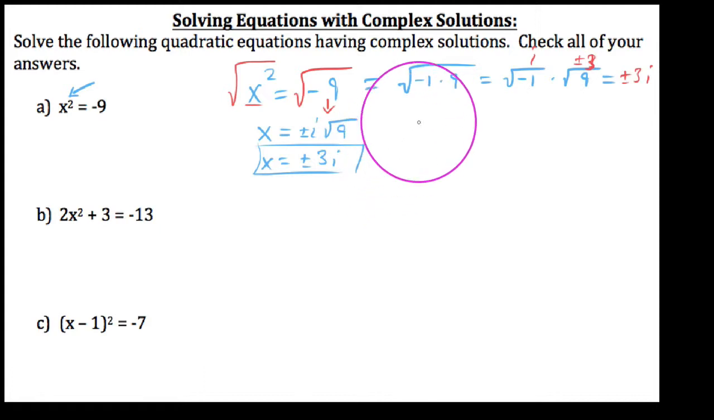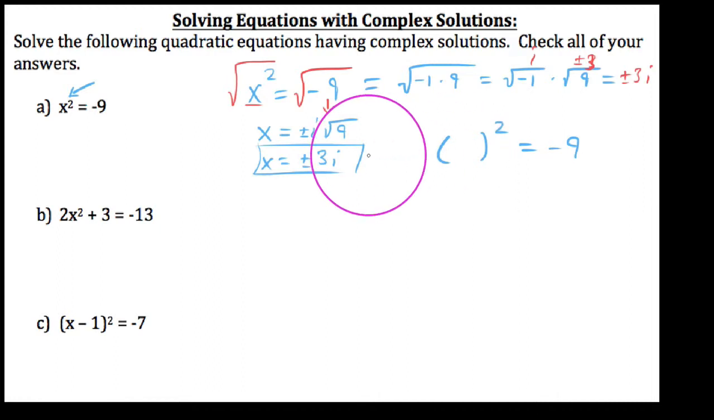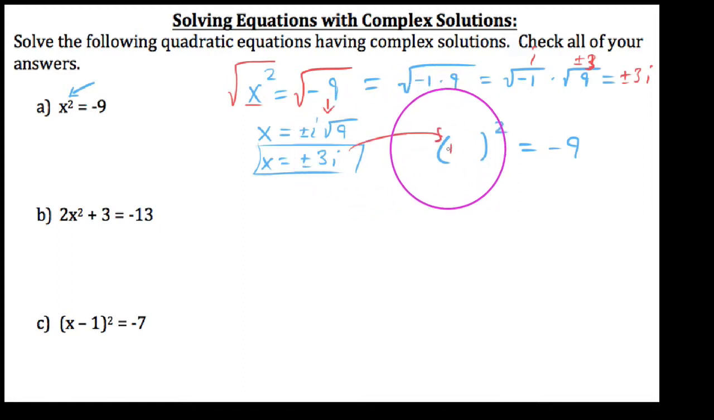So part of this exercise was plugging it back in and checking our answers. Our original equation was x squared equals -9. We're plugging in plus or minus 3i. A couple things I want to mention. First of all, it has a plus or a minus here. There are two answers to this equation. When you square a positive, you get a positive answer. But also, if we were to square the negative, a negative times a negative is a positive.